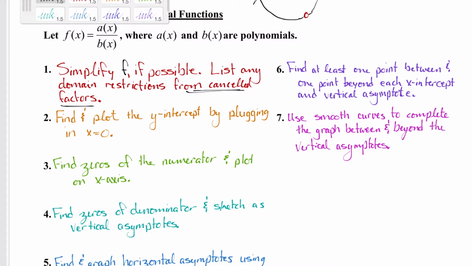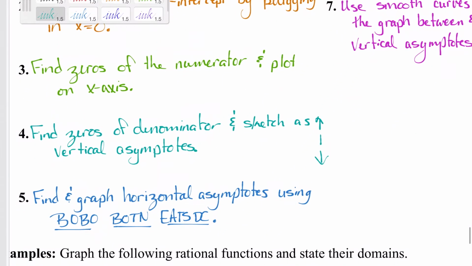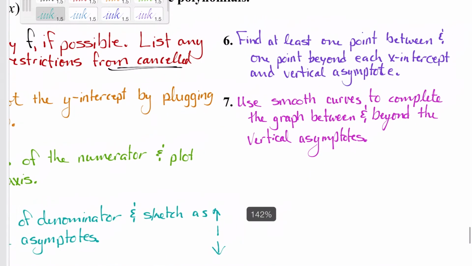So once we found the zeros of the denominator, that will tell us what our vertical asymptotes are, and so we'll sketch those vertical lines that we are not allowed to touch. They'll look something like this, and so that's when the denominator is equal to 0. We can find our horizontal asymptotes by doing that Bobo-Botten eats DC. So we're looking at the exponents of the numerator and the denominator.